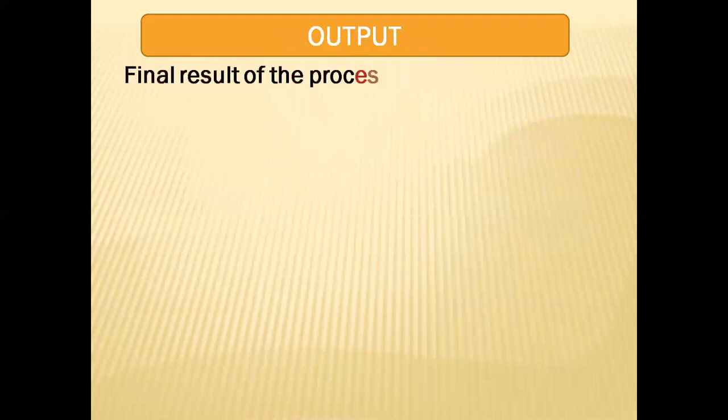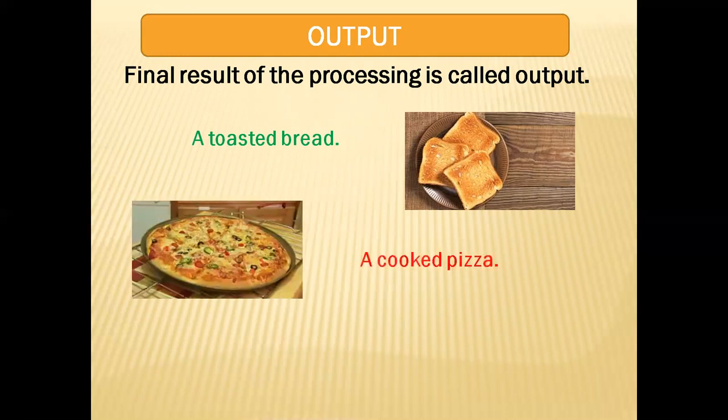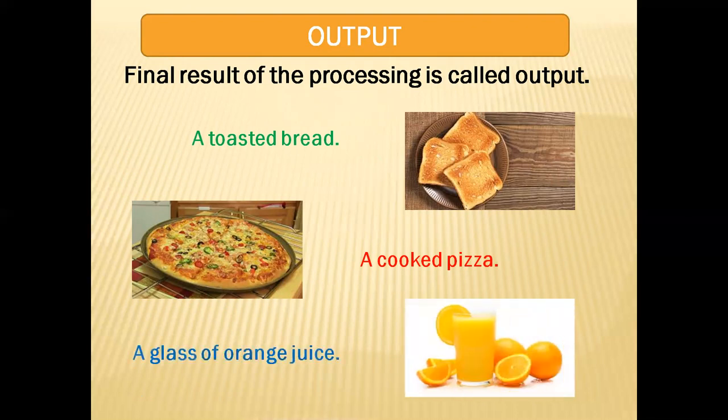Now, what's output? The final result of the processing is called the output, or we can also say the processed data is the output. For example, the toaster gave us a toasted bread, right? Or a sandwich. If it had been a sandwich maker, it would give us a cooked sandwich. So that is the output or the final result given by the toaster or the sandwich maker. The oven gave us cooked pizza, yummy, delicious pizza. So this is the output in this case. And the juicer gave us a glass of orange juice, healthy, refreshing. So in this case, this glass of juice is our output or the end result.